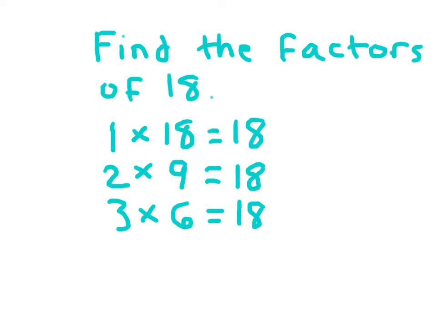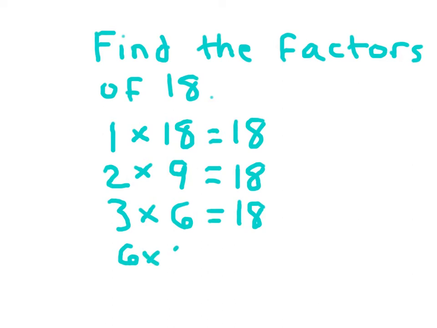Now, is 18 divisible by 4? No, it's not. 18 is not divisible by 5 because it does not end with a 0 or a 5. There's no 0 or a 5 in that ones place there. And then the next number up from 5 is 6. And yet we already have 6 right here. So we don't need to write down 6 times 3 equals 18.